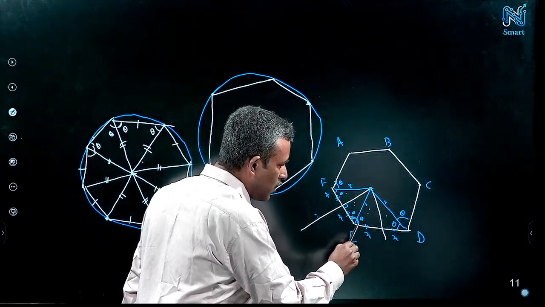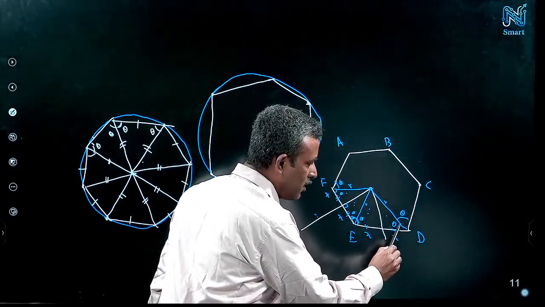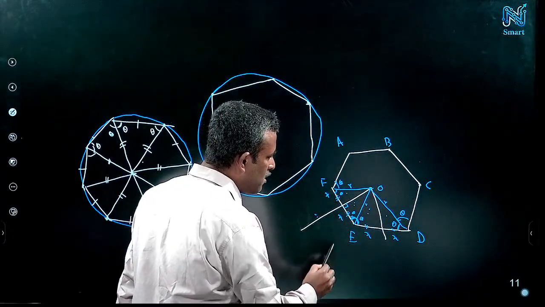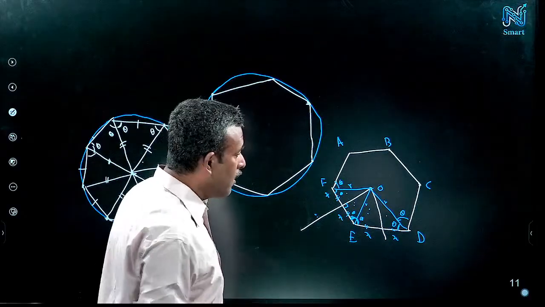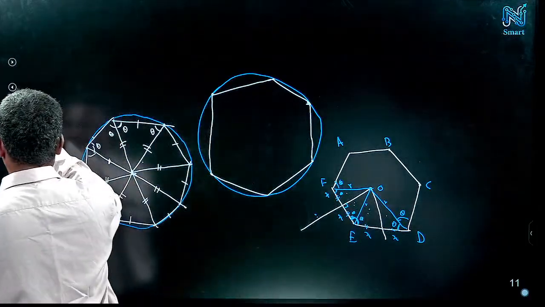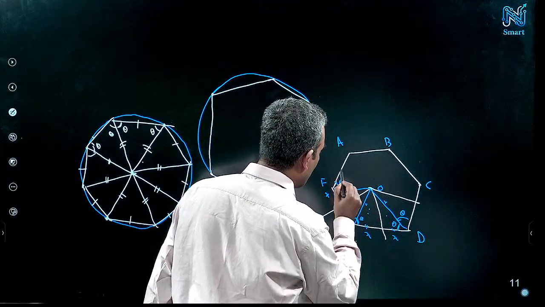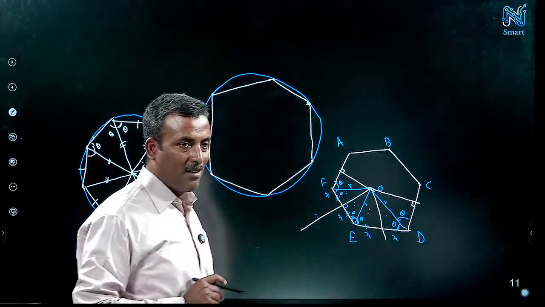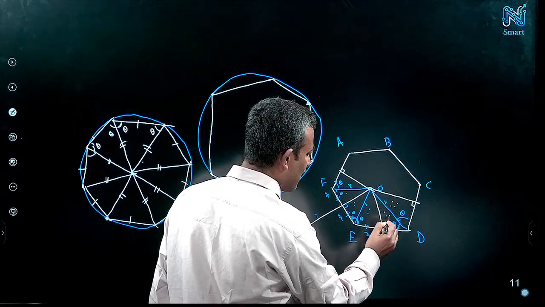Now this angle is 2 theta, so this whole angle is 2 theta. Since this part is theta, that is also theta. Since OF is theta, OFA is also theta. Next, what will we do? Again draw the perpendicular, from O to CD and from O to AF. Now again compare this triangle with this triangle.